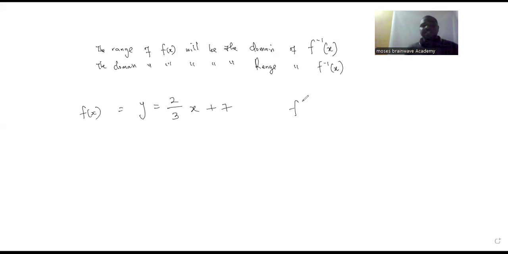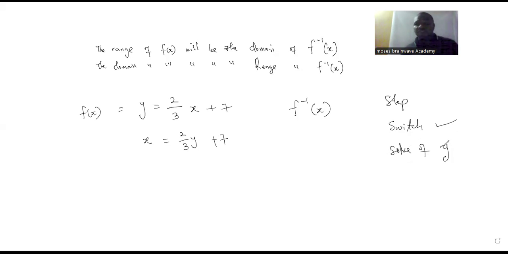So find the inverse of this function. First, step one is what? Remember, you switch x and y: x equals 2 upon 3y plus 7. Step one, check. Now solve for y, like make y the subject of the formula.